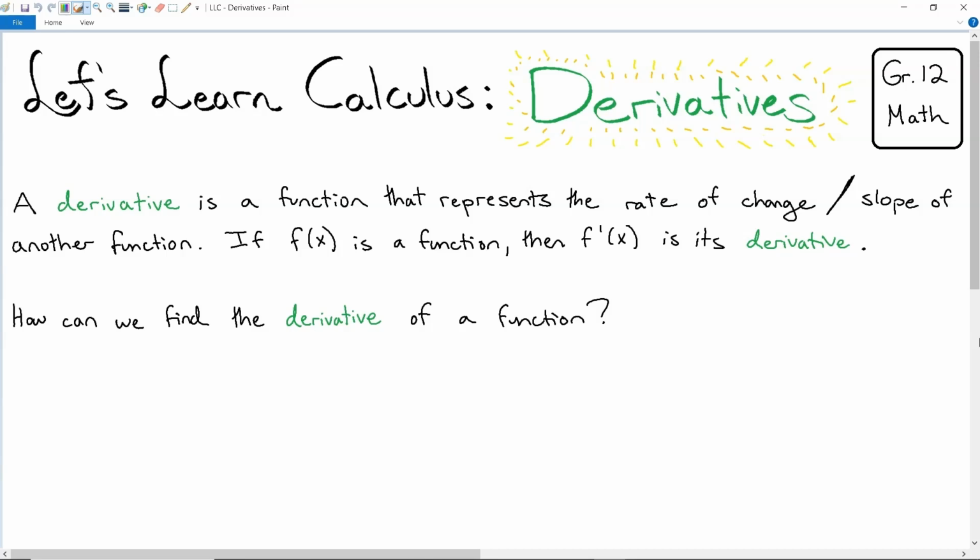So in terms of notation, if f of x is a function, then f prime of x, which is just this little notch here, is its derivative. So how do we find the derivative of a function? As I mentioned before, in the last video, I showed you how to use rise over run to find a derivative.